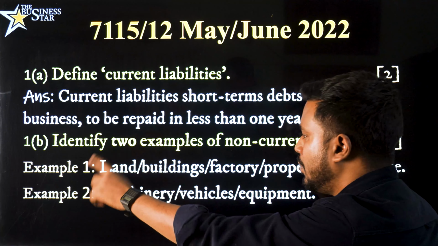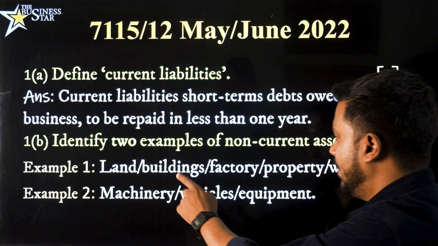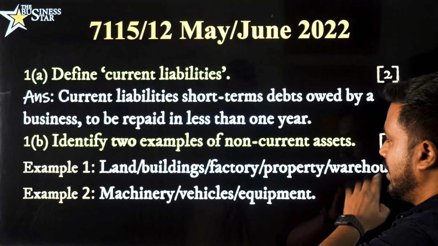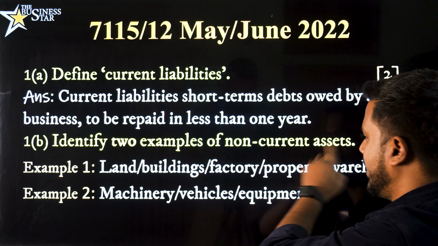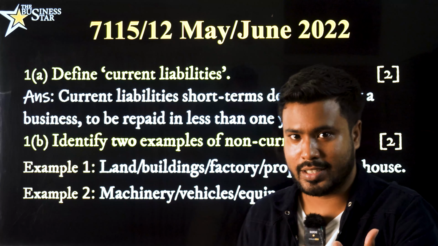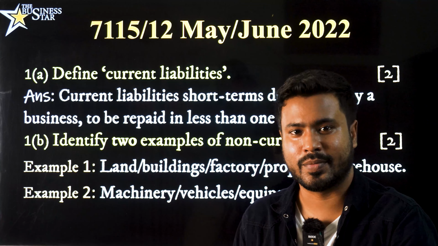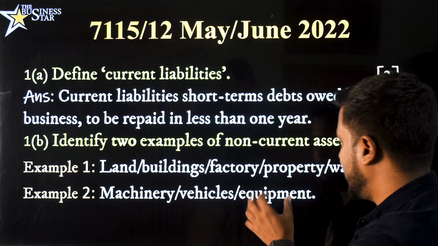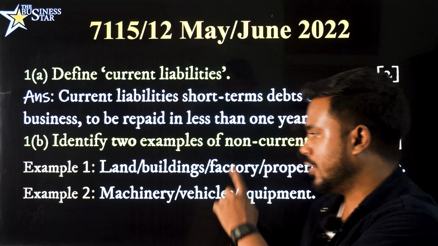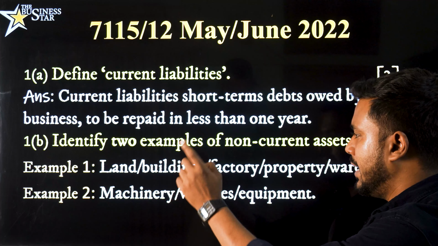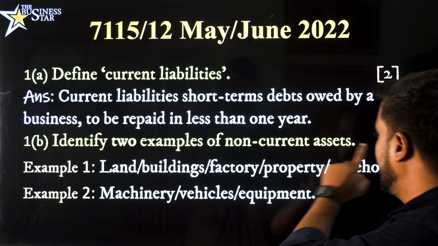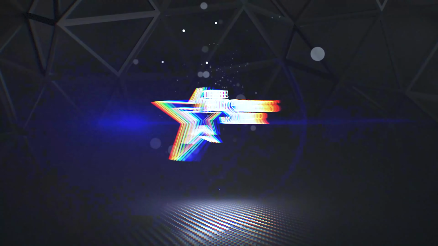Okay, so knowledge number 1 is example number 1, which is land, building, factory, property, or warehouses. This was the first example of a non-current asset, which means a fixed asset. The second example is machinery, vehicle, or equipment. This was the second example. So for the first example, you're getting 1 mark, and for the second example, you're getting another mark. In total, we have 2 marks.